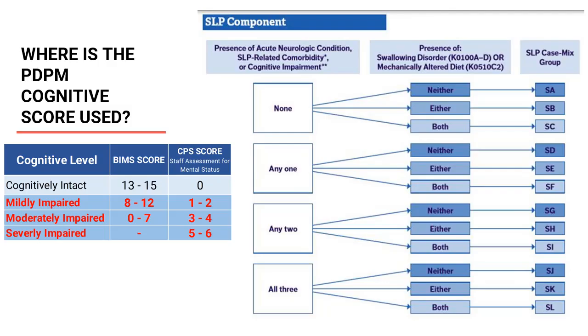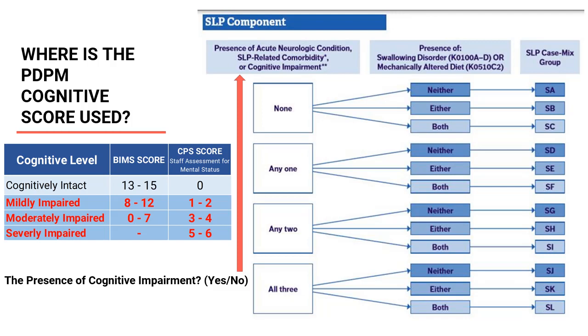If the PDPM cognitive level is cognitively intact, then the patient is not scored as having a cognitive impairment. Otherwise, if the patient is assessed as mildly, moderately, or severely impaired, then the patient classifies as cognitively impaired. The presence or absence of a cognitive impairment will help determine the speech therapy component of PDPM. If neither the BIMS nor the staff assessment for the PDPM cognitive level is complete, then the PDPM cognitive level cannot be assigned and the PDPM speech therapy case mix group cannot be determined.